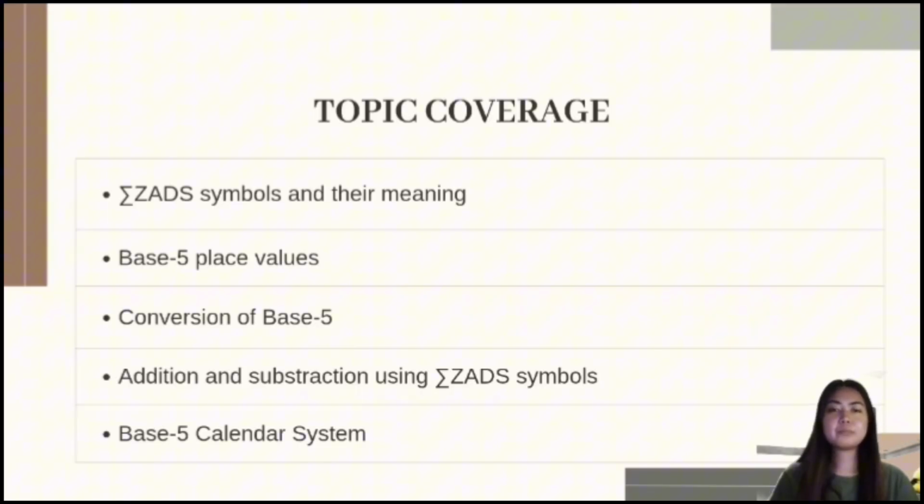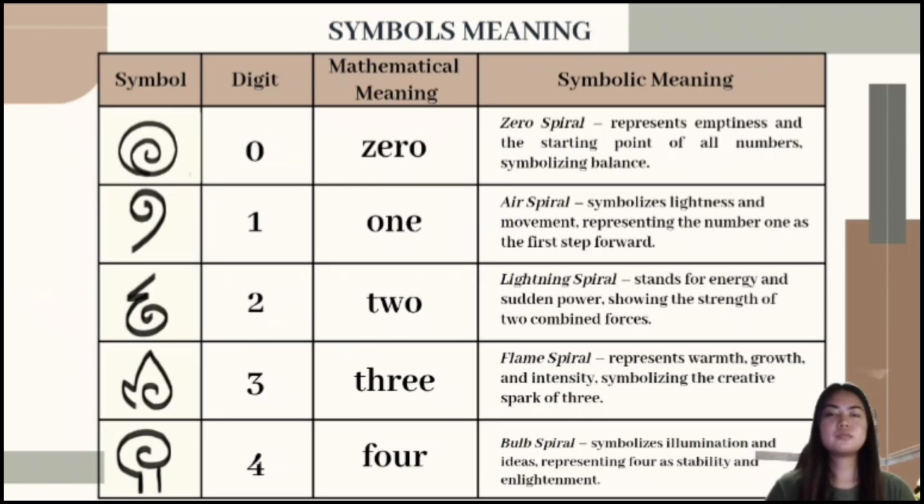Our topic will cover 5 main parts: the ZADS symbols and their meaning, the base 5 place value, conversion of base 5, addition and subtraction using ZADS symbols, and lastly, the base 5 calendar system. So, let's begin with the first part, ZADS symbols and their meanings.